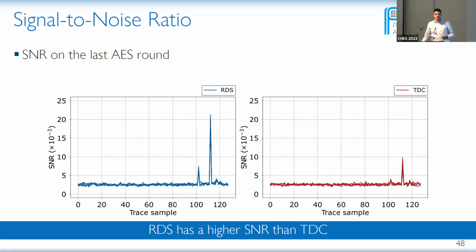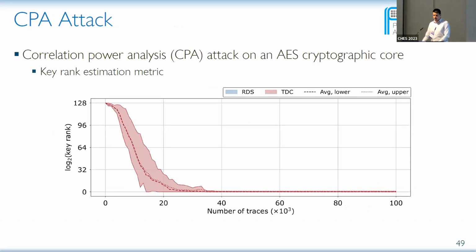And this is particularly important in big FPGAs, cloud FPGAs, which by default have a very low signal-to-noise ratio. Finally, we also run a correlation power analysis attack on the AES cryptographic core. We use a key rank estimation metric, which is upper and lower bounded. We run 5 different runs.